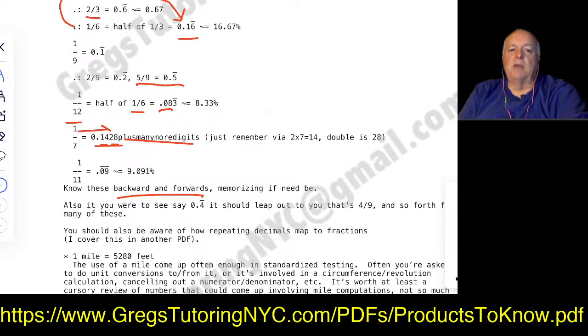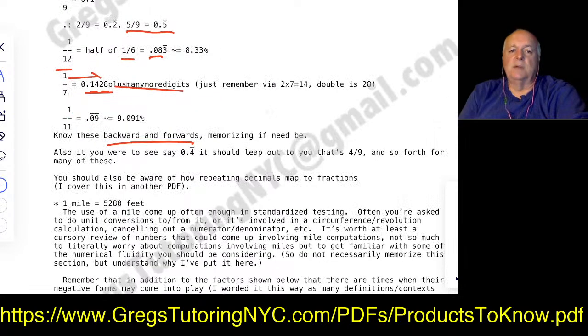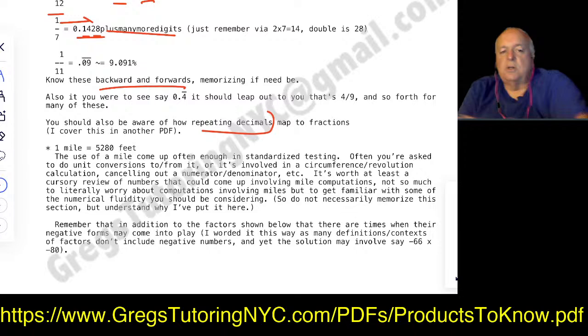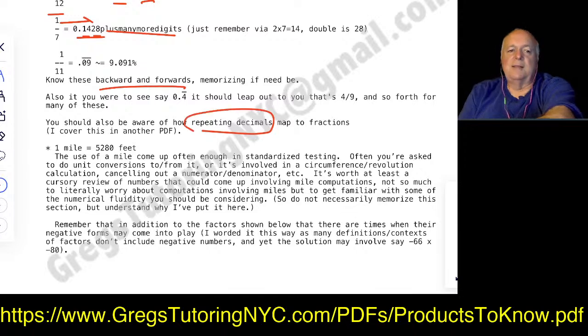And by the way, there are repeating decimal problems that you might get, especially on the SHSAT. I'm not talking about those here, but there is a way to solve some of those, all right? So that's mostly the products to know that I want to show you guys.